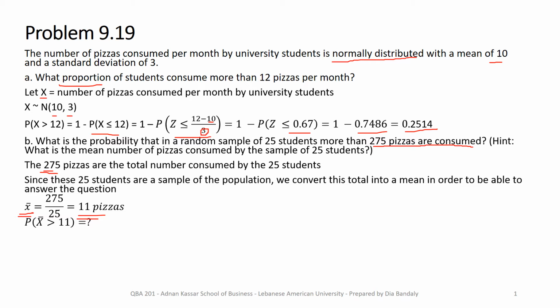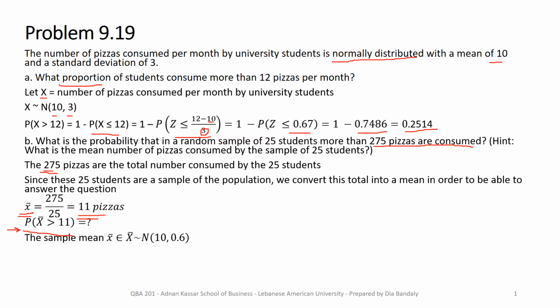And that's it. I'm now familiar with that, and I know how to answer this question. P of X bar greater than 11. This is what we've been doing so far. Once you reach that point, you answer the question like any normal distribution question. So here we go.